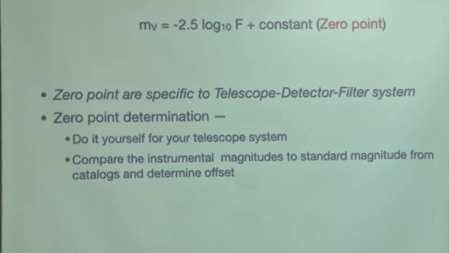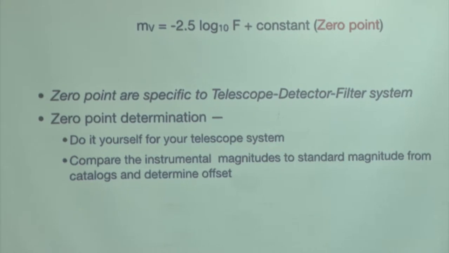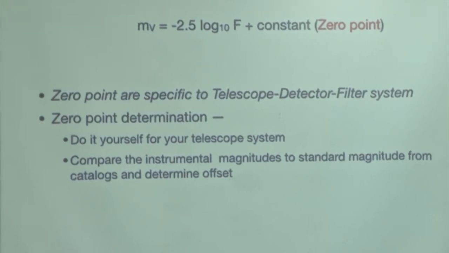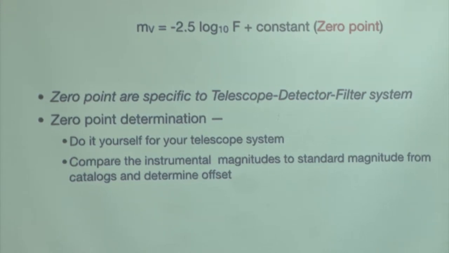How do you determine this? Either you do it by yourself for your telescope system, or, once we have an instrumental magnitude, which is the first part of this equation, we compare these magnitudes to the standard magnitudes from the catalog and determine the scaling factor. That is what we will do in the tutorial. It gives us an idea of how far away our system is from the standard system.